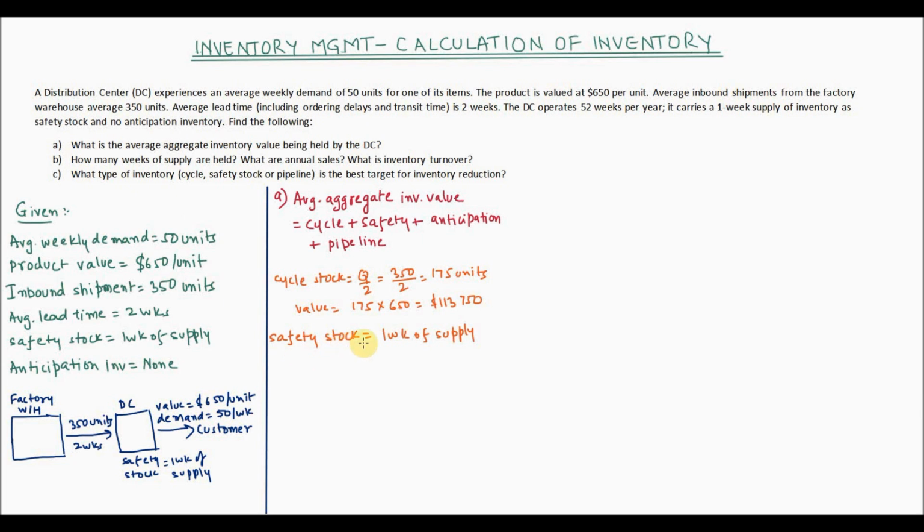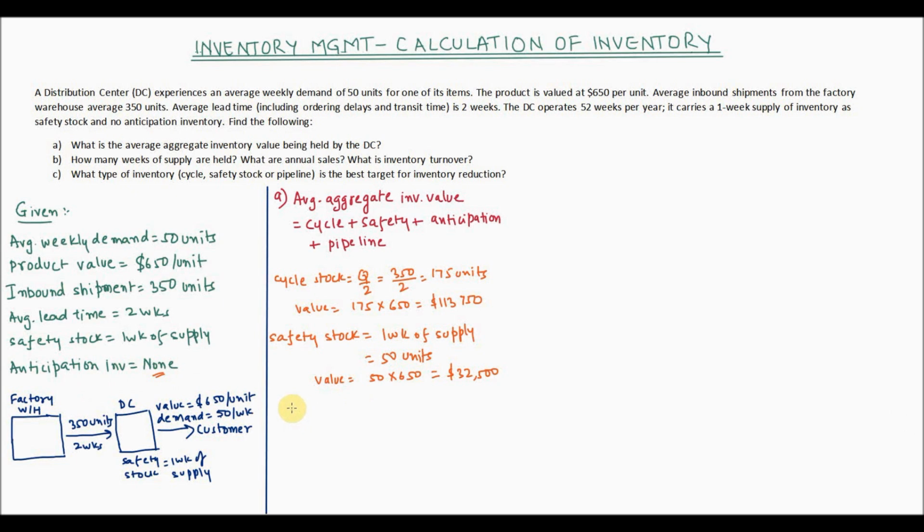Now we have been given that the safety stock is equal to 1 week of supply. That means the amount of inventory that is required to fulfill 1 week of supply. Now 1 week of supply means 1 week of demand, whatever the customer is looking for, whatever is the demand rate. So in this case, this is 50 units and the value will be 50 multiplied by $650, which is equal to 32,500. Next is anticipation inventory, which is given as nil or none.